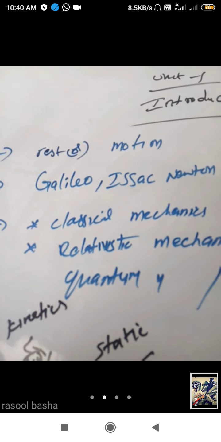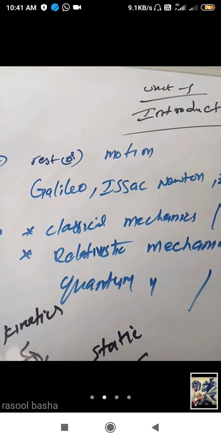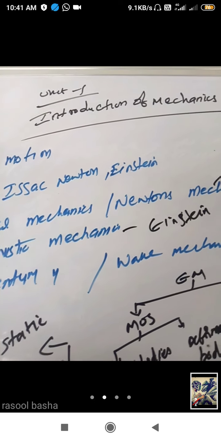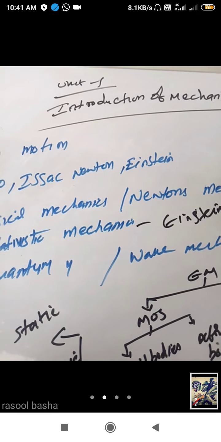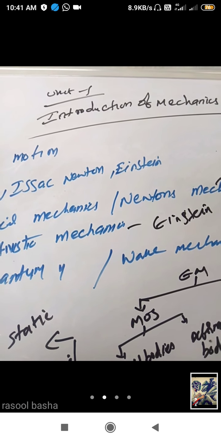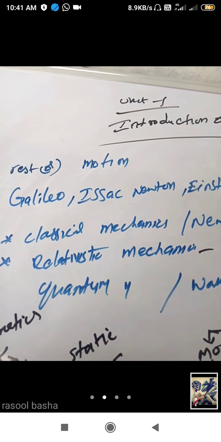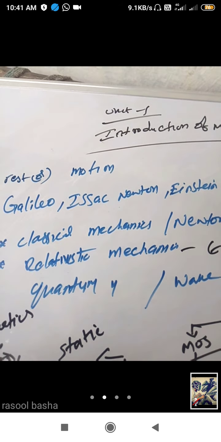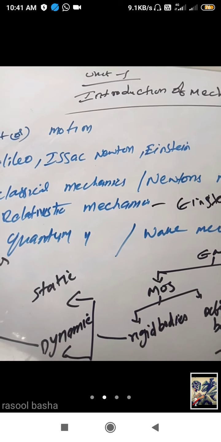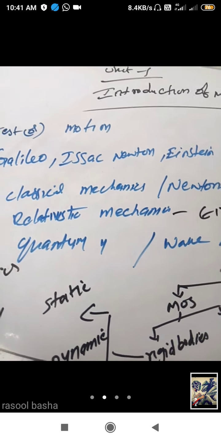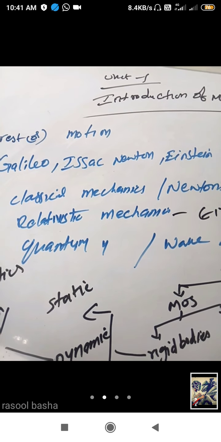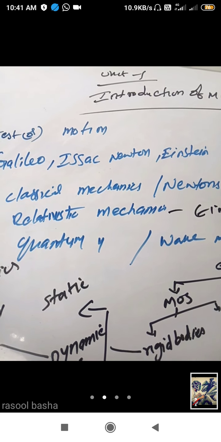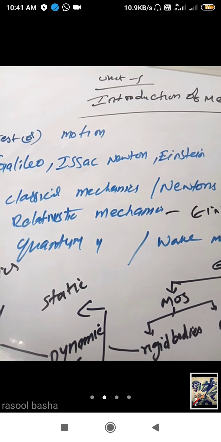It is a branch of physical science that deals with the body having rest position or motion position. So that is what we call mechanics. Mechanics was mainly developed by three scientists: Galileo, Newton, and Einstein. These are the three scientists who developed mechanics. Galileo, Isaac Newton, and Einstein contributed a lot of knowledge to the people for the development of mechanics.